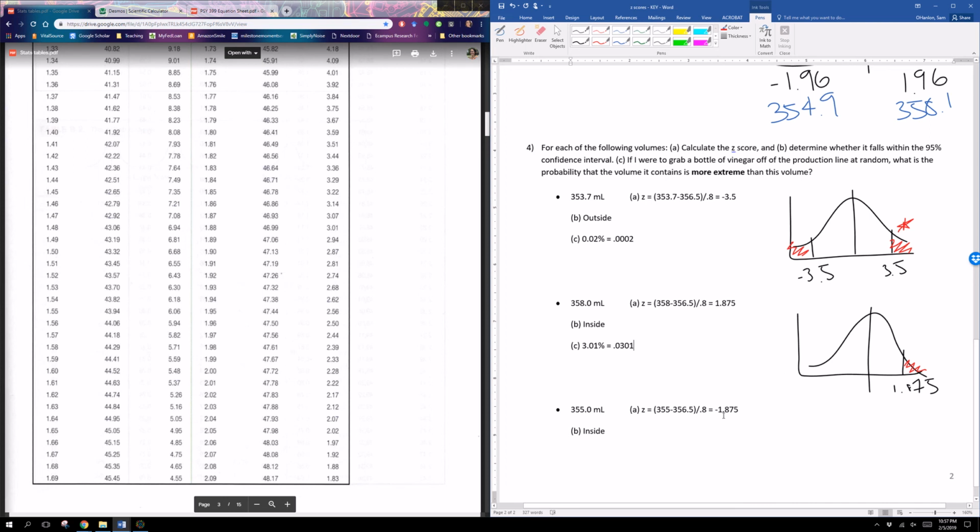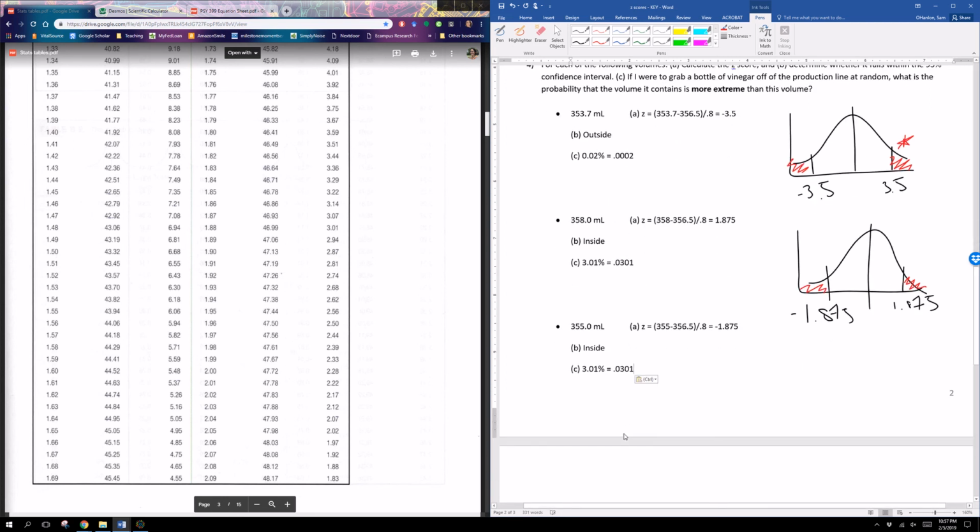Okay, and here we have the same z-score, but on the other side. Right, so negative 1.875. The distribution is symmetrical, so we know right away that we get the same answer for C. And we're done.